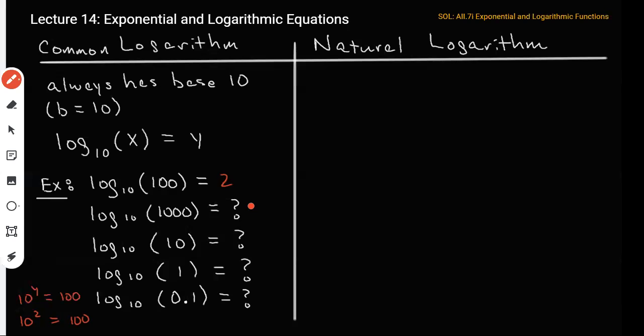Okay. So can you try the last four? What exponent do I have to raise 10 to get to 1,000? What about if I want to get to 10? And then how about 1 and 0.1? Right? What do those exponents have to be? So while you're doing that, I'll go ahead and erase these, and we'll go ahead and work on those together.